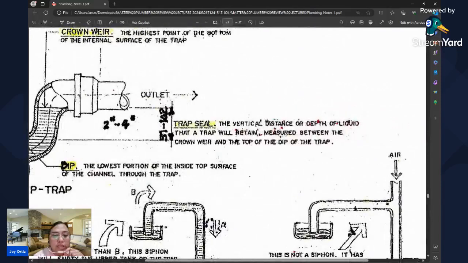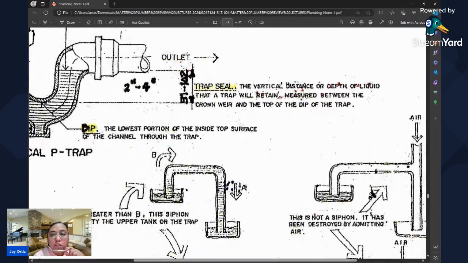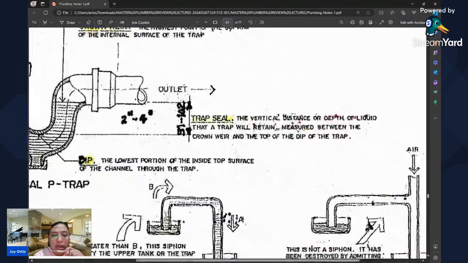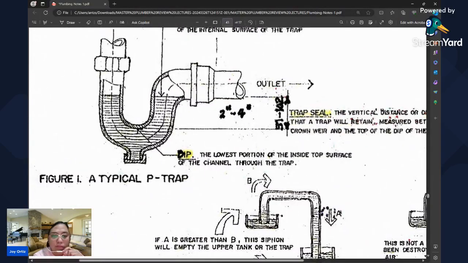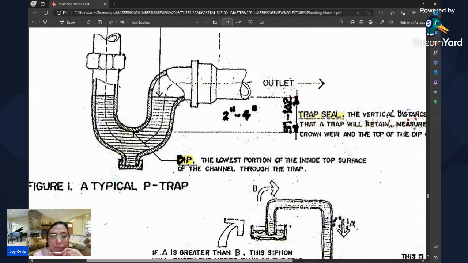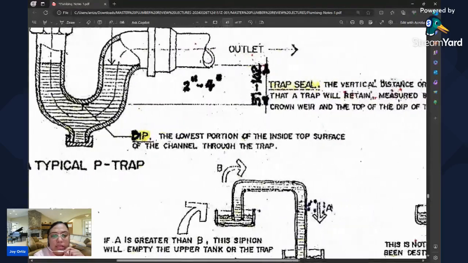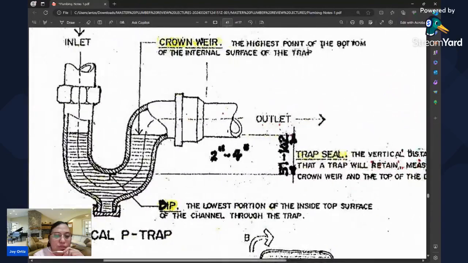So the trap seal is the vertical distance or depth of liquid that a trap will retain, measured between the crown weir and the dip. This is the crown weir, the highest point of the bottom of the internal surface, and this is the trap seal. This one is the dip. As you can see in the figure, the dip is the lowest portion and the crown weir is the highest portion.